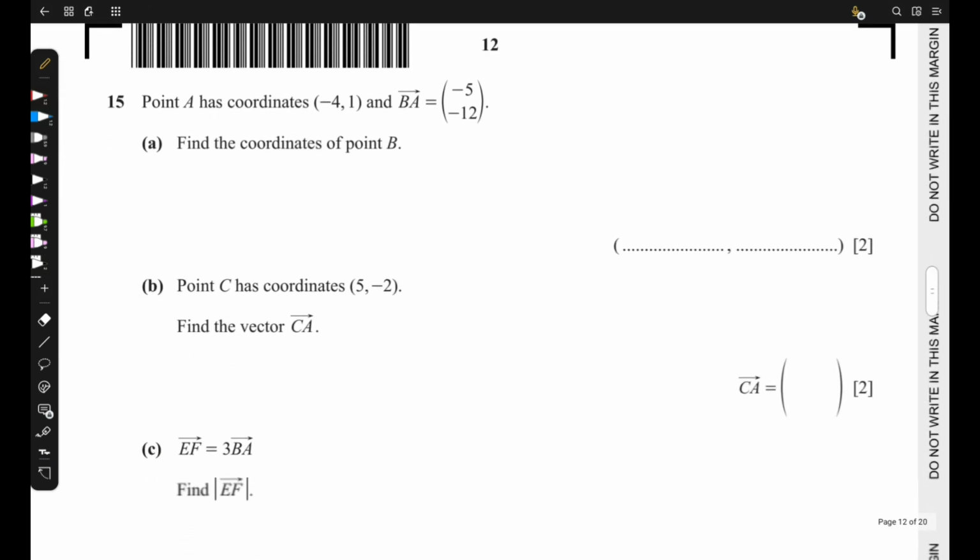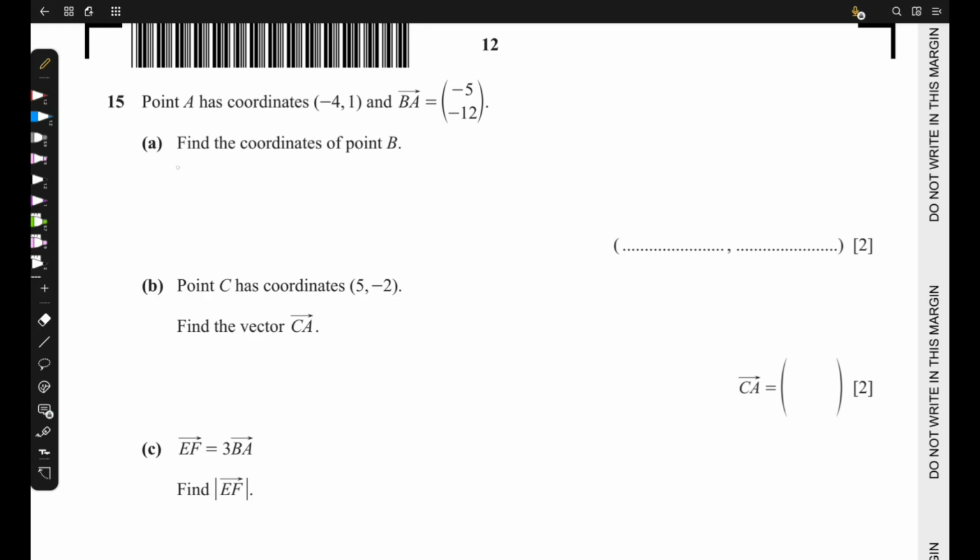Moving on, we have a question related to vectors. We have a point A. Point A has coordinates minus 4, 1 and the vector BA is minus 5, minus 12. Find the coordinates of point B.